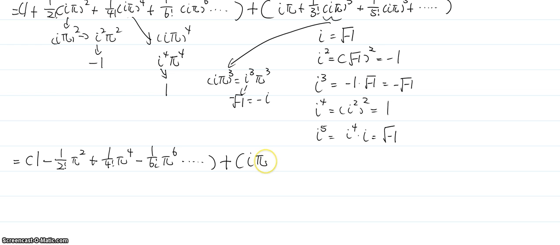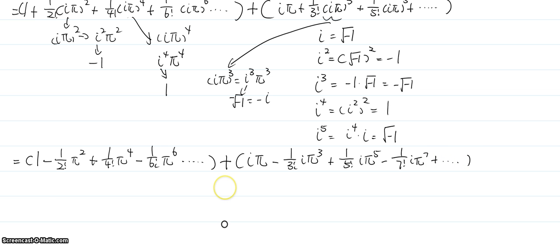And plus i times pi minus 1 over 3 factorial pi cubed plus 1 over 5 factorial pi to the 5th minus 1 over 7 factorial pi to the 7th, and this keeps going too. And how do I get the negative in front of 1 over 7? If you keep going with this oscillation of i from i to the 5th, you'll have plus and minus, plus and minus, plus and minus.